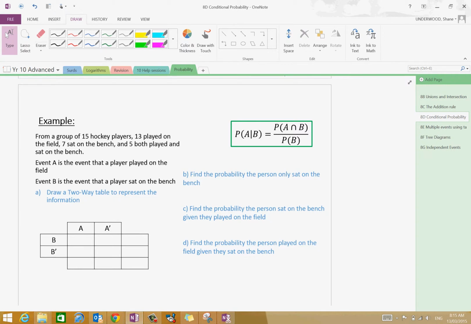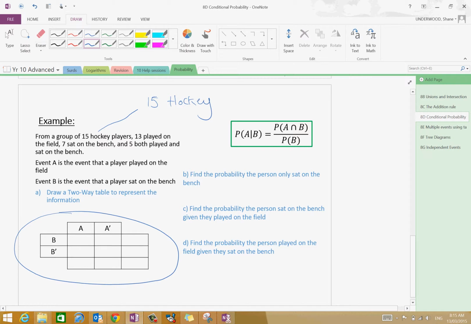From a group of 15 hockey players, so let's think about this, 15 hockey players. That's a really important thing because we've got 15 and we're going to deal with numbers and not probabilities here. But they must add to 15. All of this over here has to add to 15, which means that this row here has to add to 15, and so does this. So let's have a look. 13 played on the field, 7 sat on the bench, and 5 both played and sat on the bench.